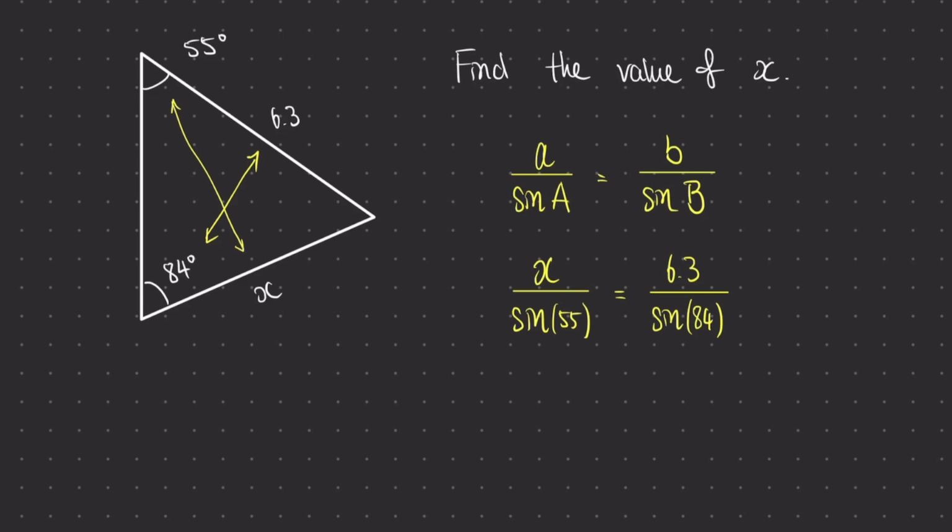Now we've got that down, it's time to multiply both sides of the equation by sine of 55. We can place the right-hand side of this into the calculator, which works out to be 5.19.